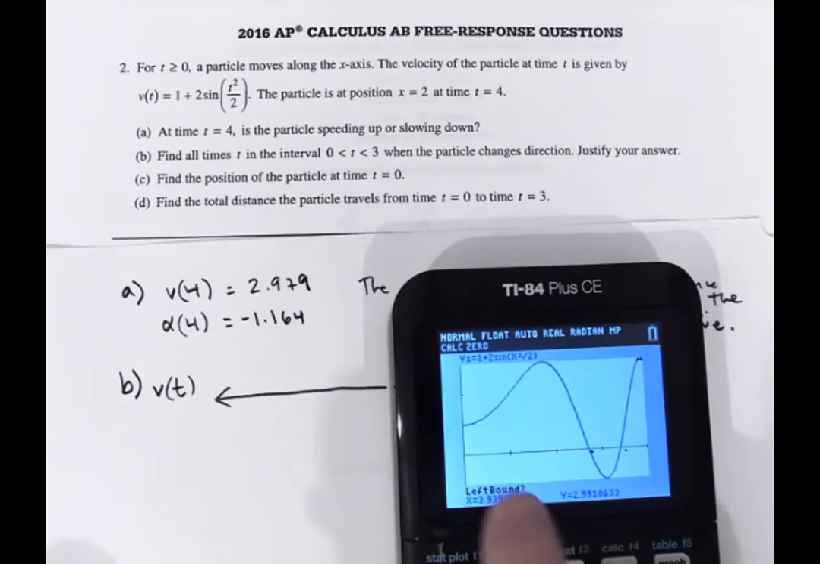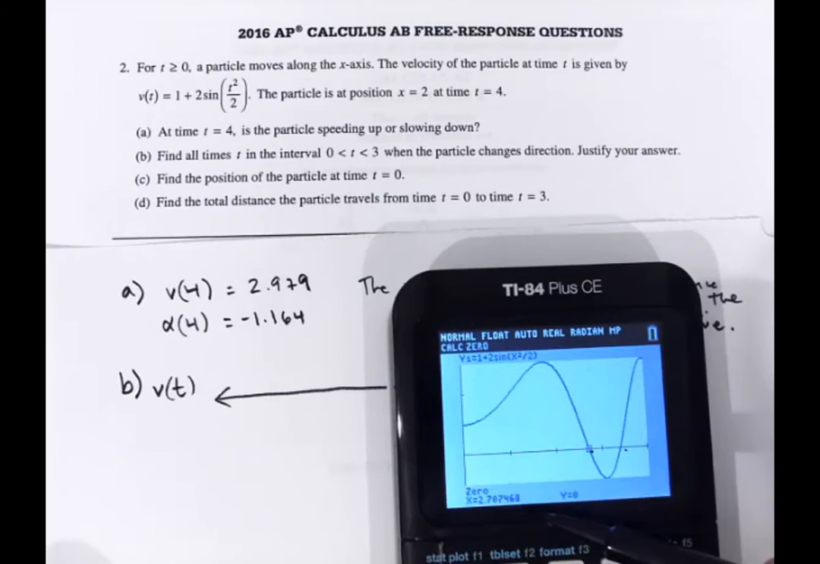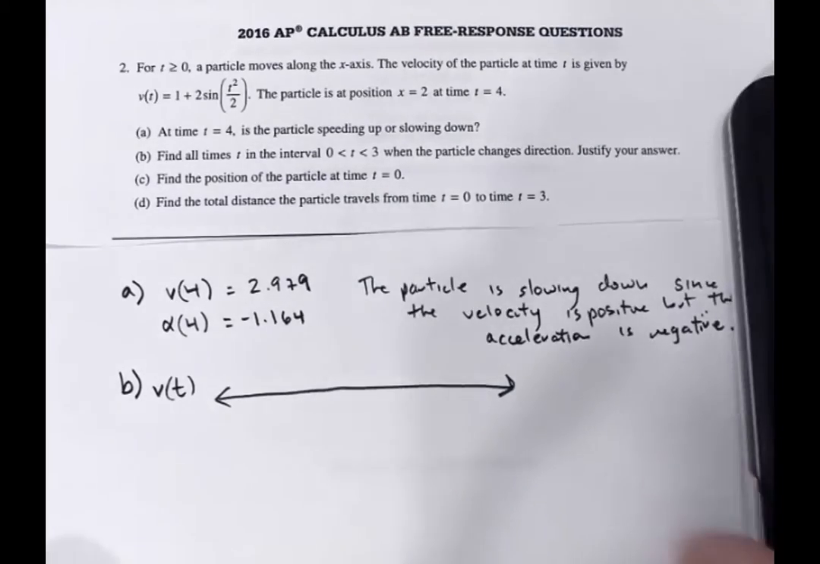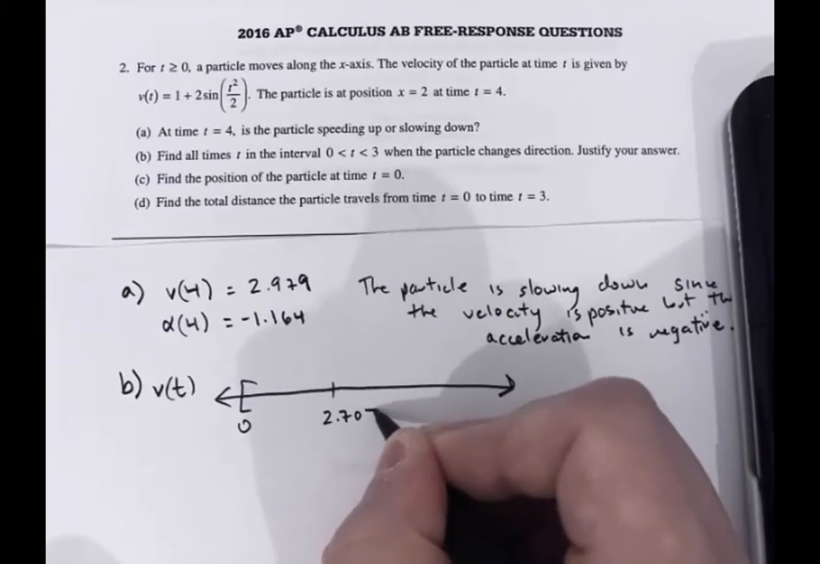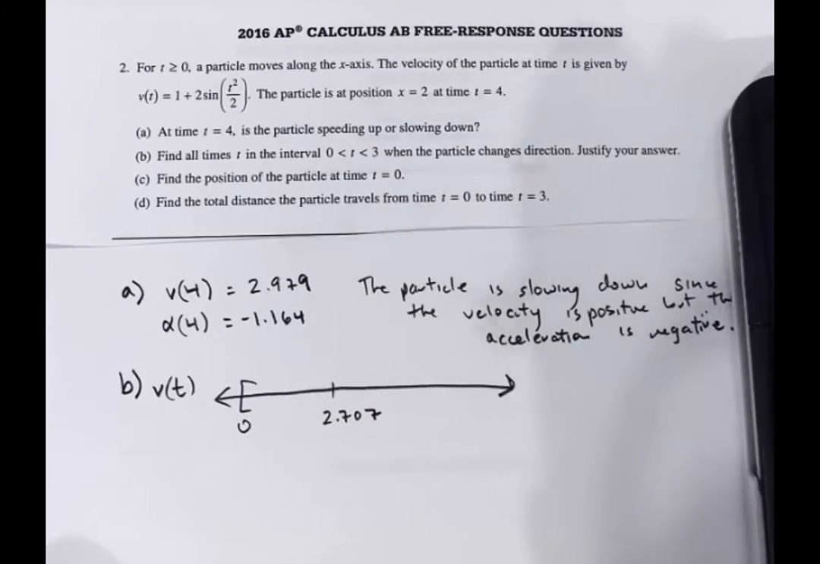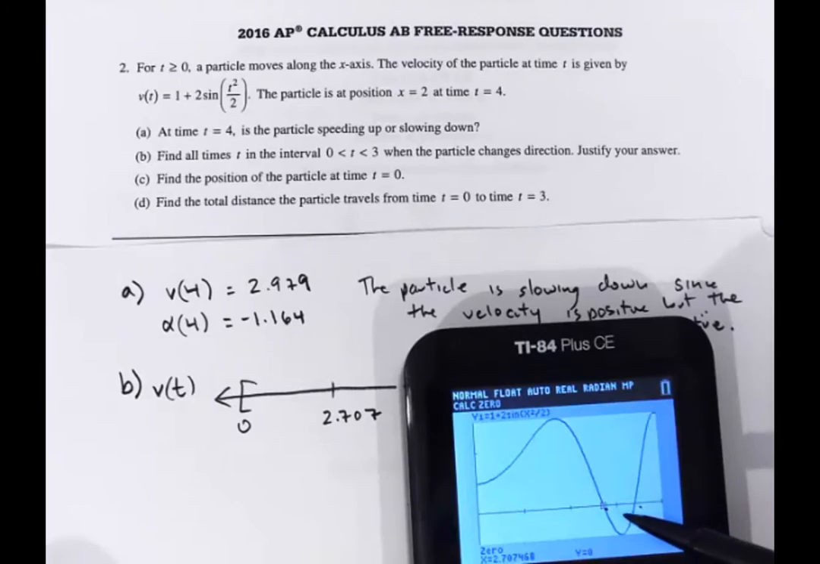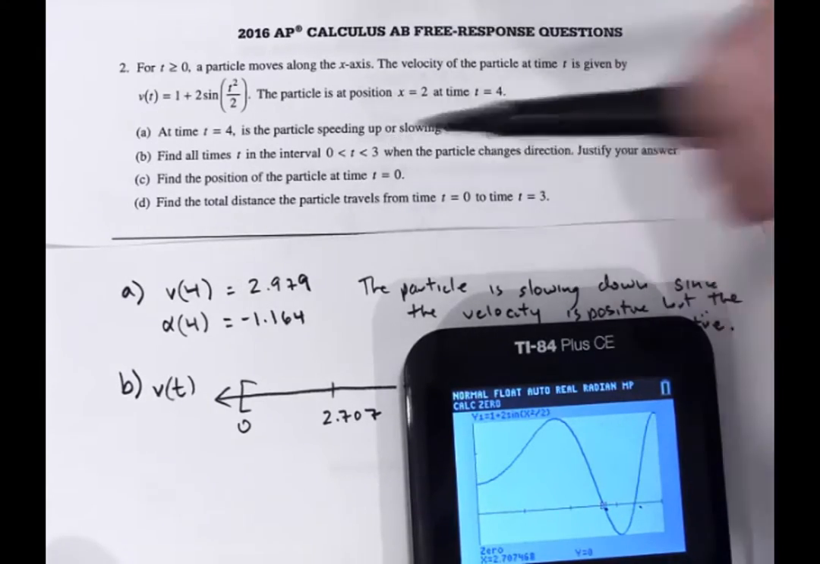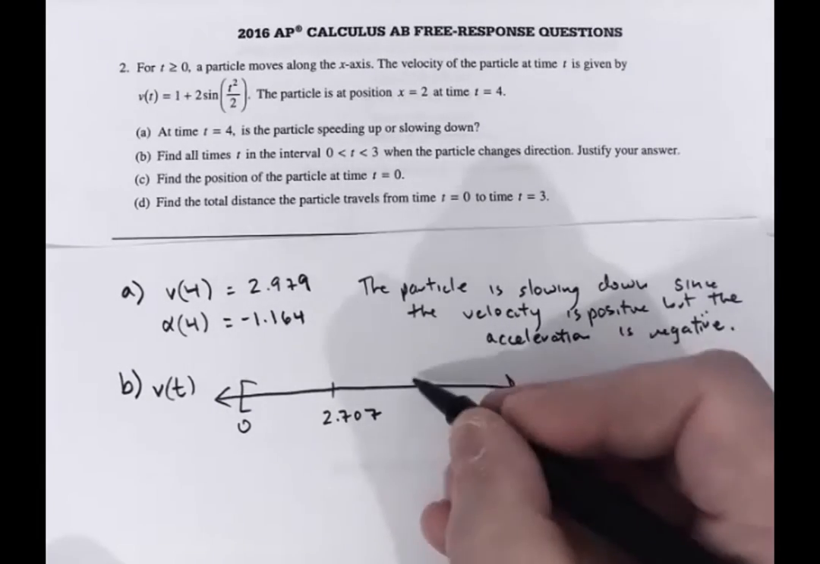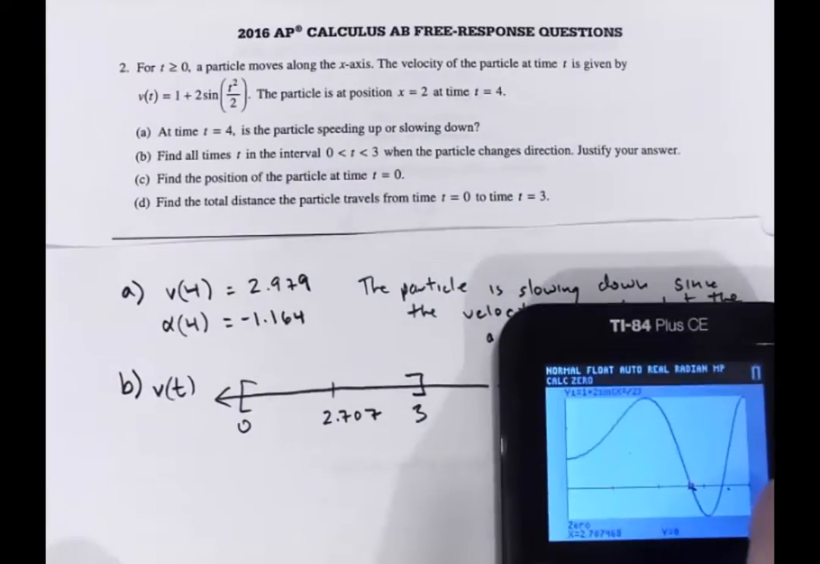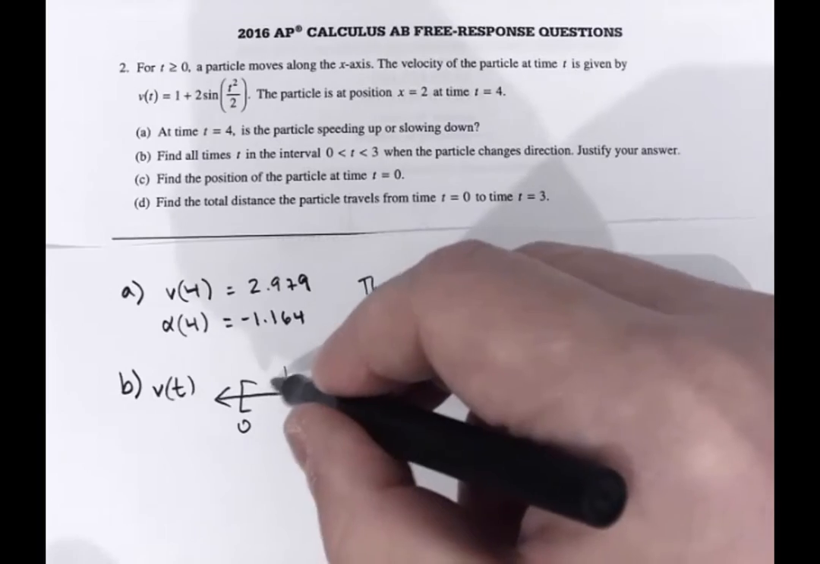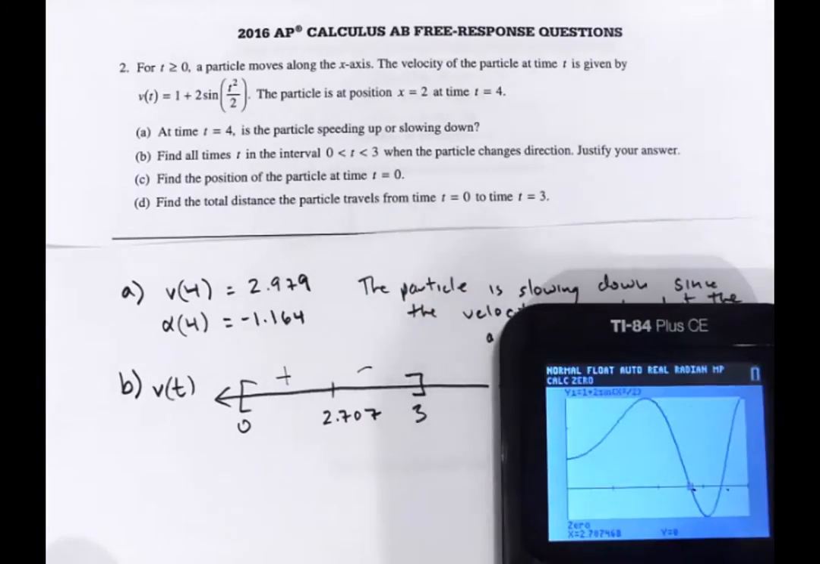Calculate the 0. 1, 2. That's between 2 and 3. That seems to be 2.707. And at time equals 3 was supposed to be the upper bound, so I don't need to go all the way to the other place where it's 0. So I only had to go between 0 and 3. Now again, according to the graph here, I can see the velocity is positive over here and negative over here.